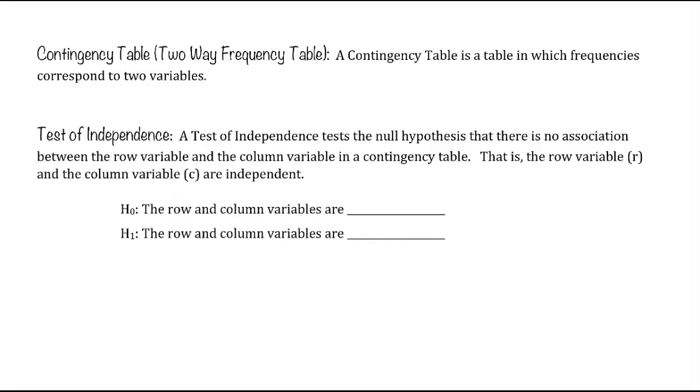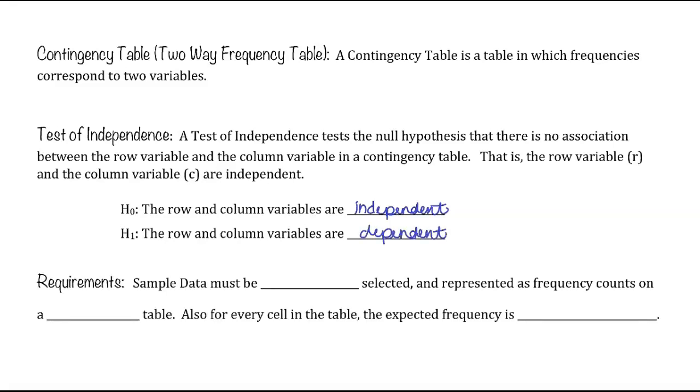A test of independence tests the null hypothesis that there is no association between the row variable and the column variable in a contingency table. In other words, the null hypothesis is that the row variable R and the column variable C are independent. Because of this, we write our null hypothesis as the row and column variables are independent. And the alternative hypothesis we write as the row and column variables are dependent.